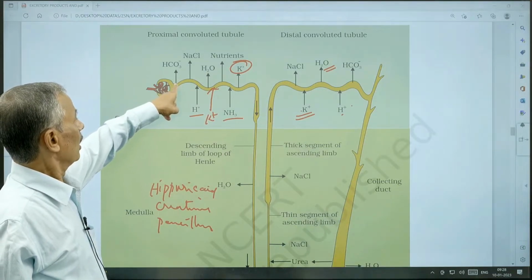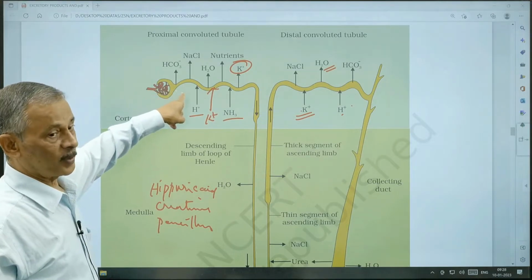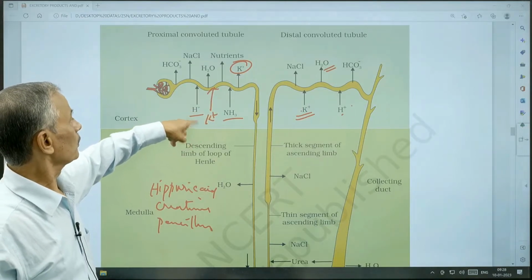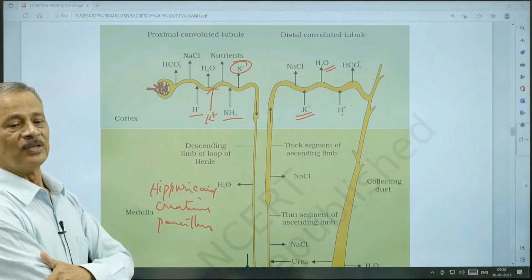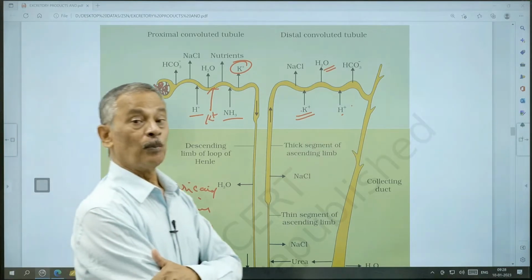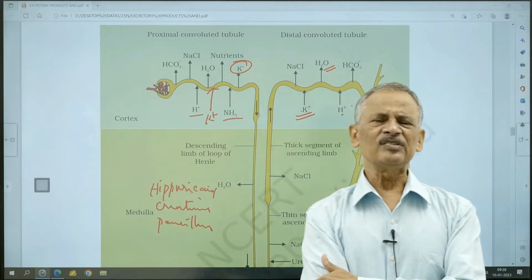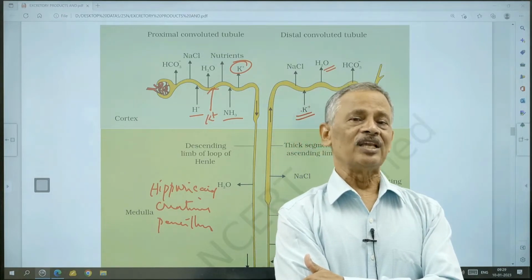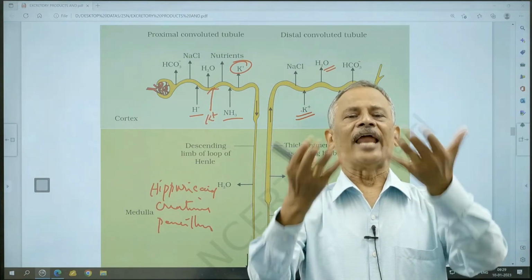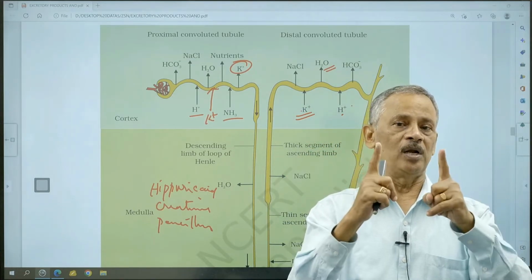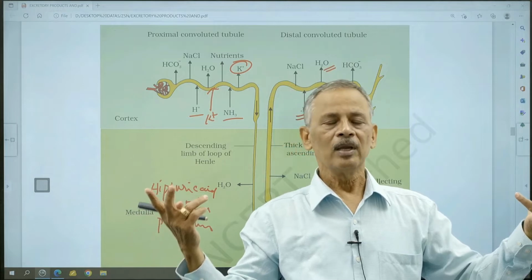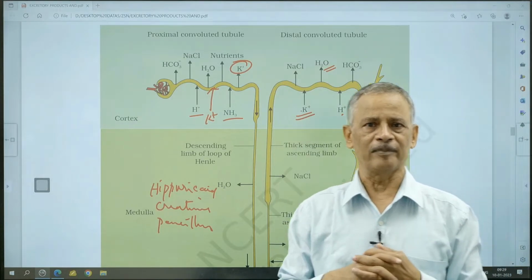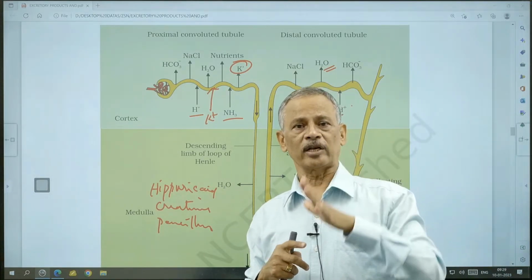Remember, the inner wall of the Bowman's capsule is made up of inner epithelium containing podocytes that help in filtration. In the wall of the PCT, you have cuboidal epithelium, which is rich in mitochondria and microvilli. That is why it is capable of secreting and absorbing. Active transportation is possible because they have abundant mitochondria. And to increase the surface area, you have brush border epithelium. Microvilli containing brush border epithelium here.